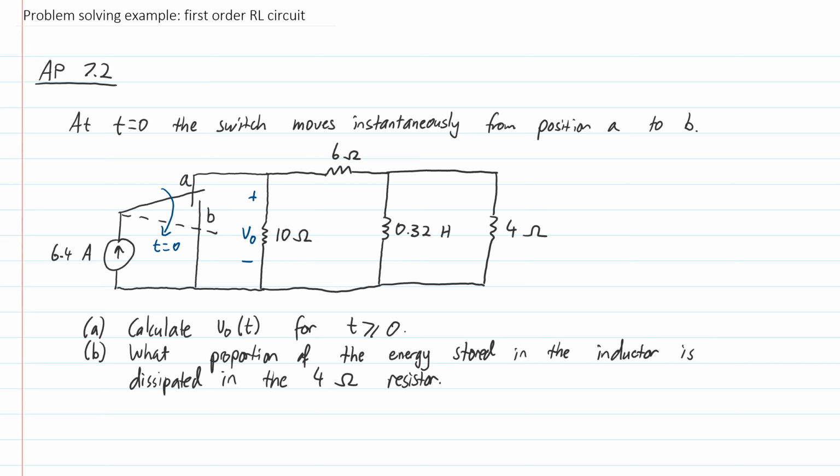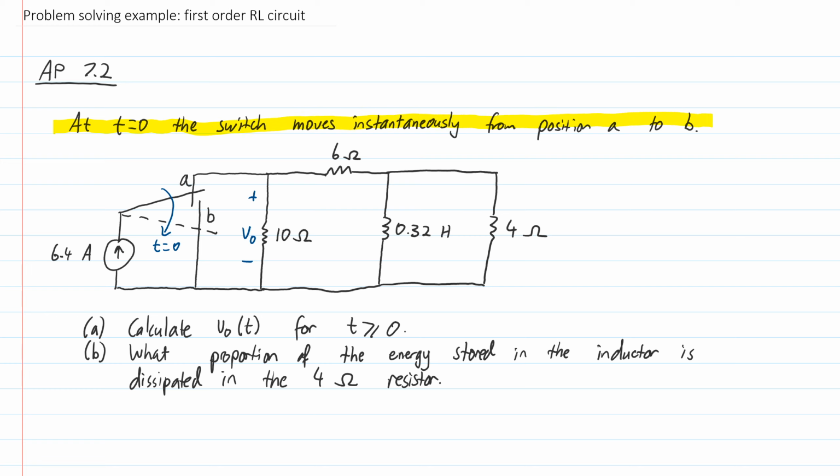In this example, we have an RL circuit. An RL circuit is one that has resistive and inductive elements, and we have a switch in the circuit. We are told in the problem statement that at t equals 0, the switch moves instantaneously from position A to position B.